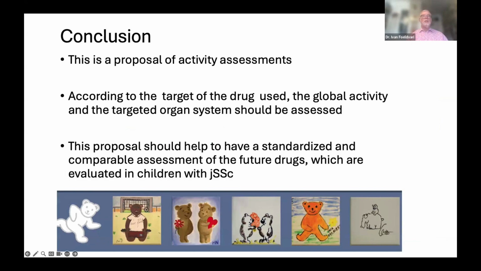In conclusion, what I was telling you is a proposal to assess activity. We are in the process of publishing it, and we want to send this proposal to the Food and Drug Administration as well as the European Medicines Agency, so they consider these activity measures if they are planning any pediatric studies. It would be very important to standardize comparable assessment of future drugs evaluated in children with systemic sclerosis, and hopefully much faster and earlier, because we always have to wait until the adult studies are finished, and then the companies start the pediatric studies.